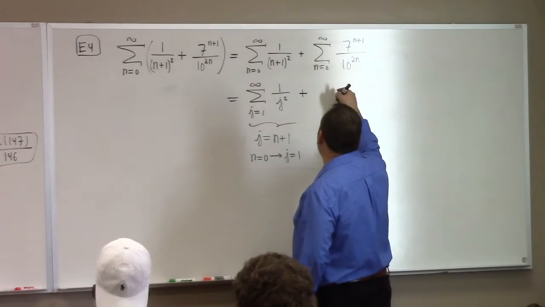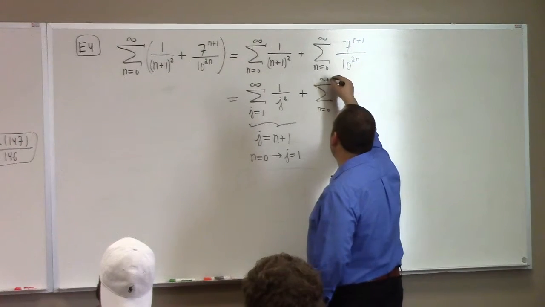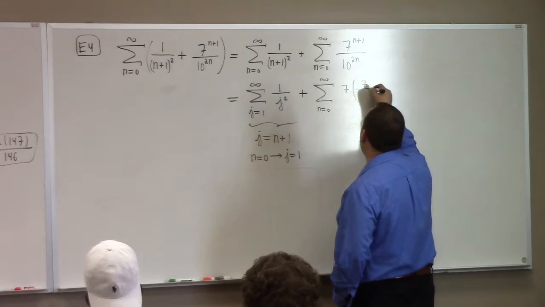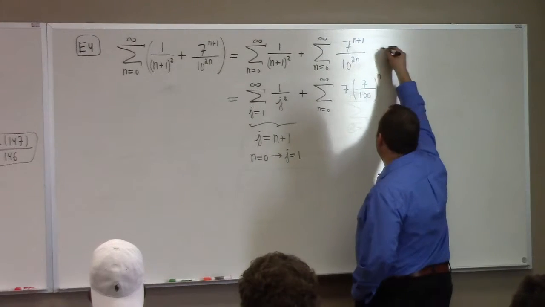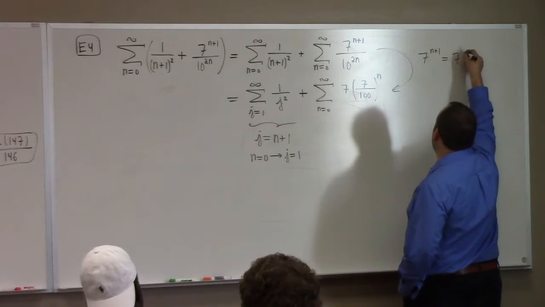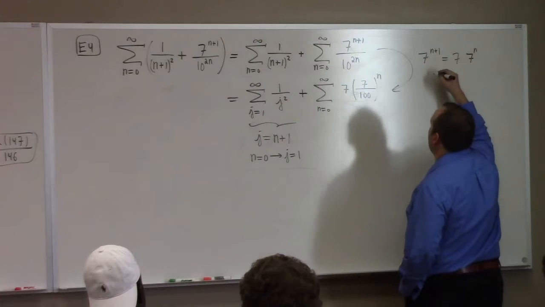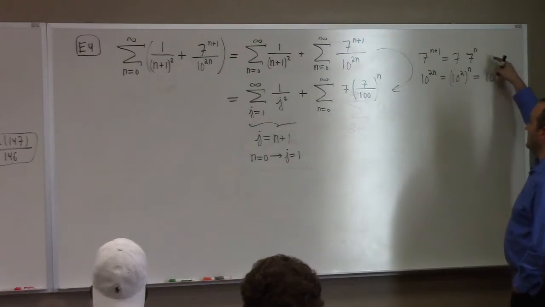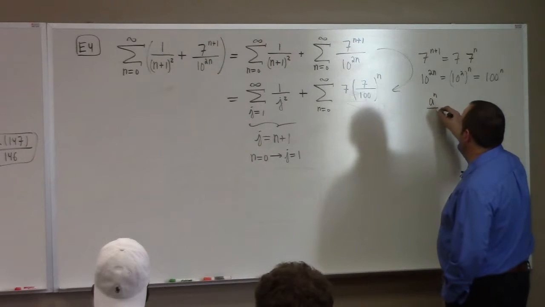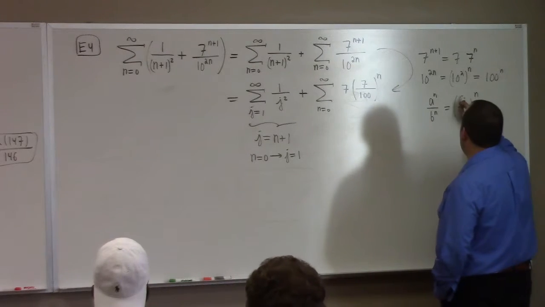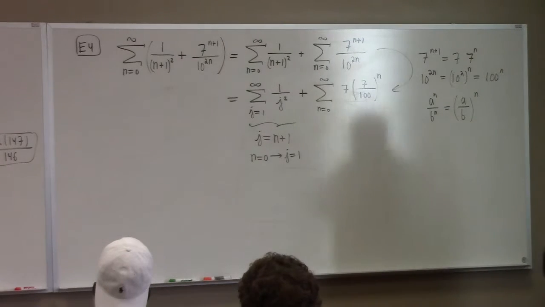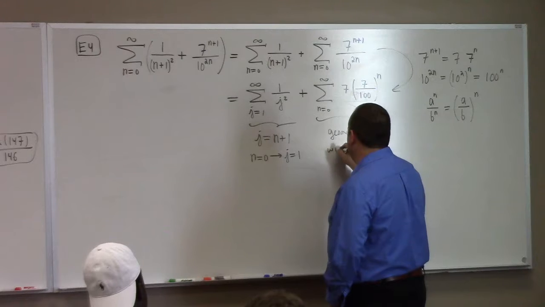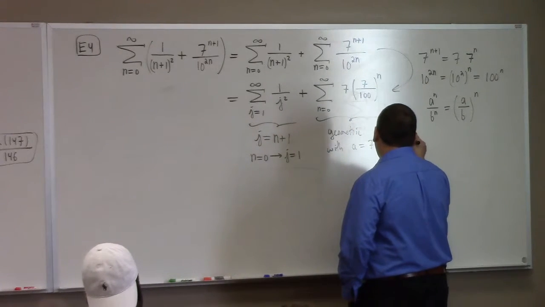And plus this piece over here. What's this thing, though? See, this is 7 times 7 over 100 to the n. So 7 to the n plus 1 is 7 to the n times 7, or let's say 7 times 7 to the n. On the other hand, 10 to the 2n is 10 to the 2 to the n, also known as 100 to the n. Put both of these facts together, and the fact that a to the n over b to the n is a over b to the n, that leaves the 7 out here and the 7 over 100 left. So you can identify this is a geometric series, with a equals 7 and r equals 7 over 100.